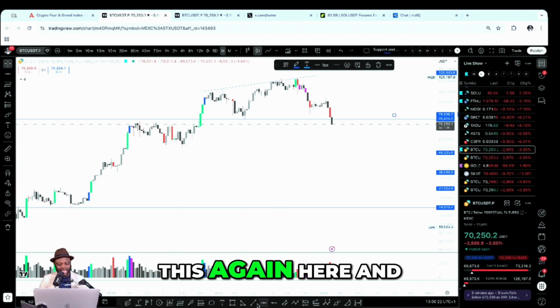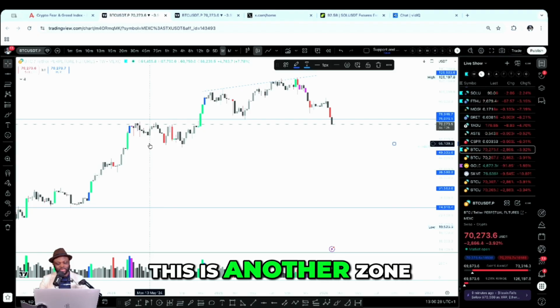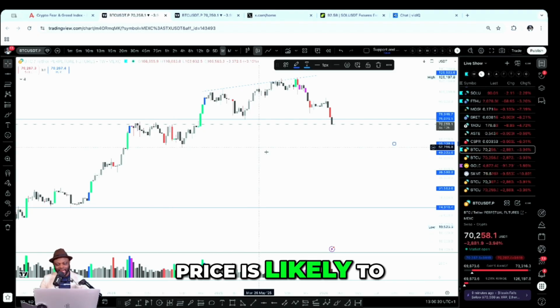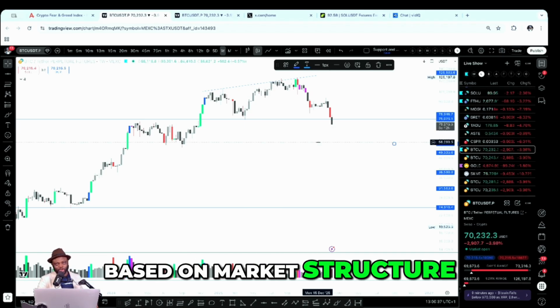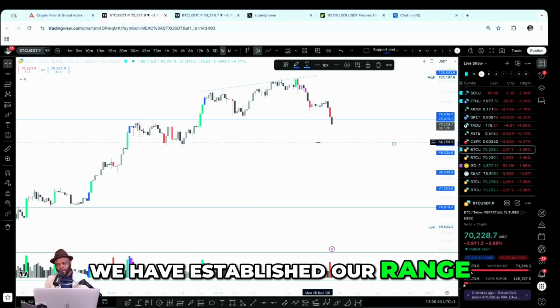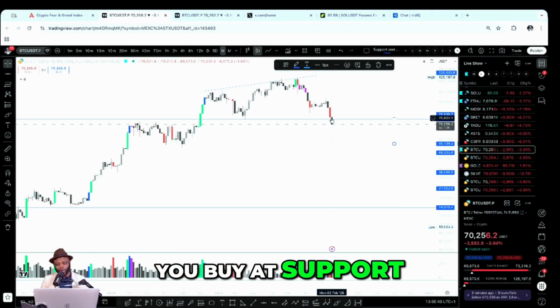So you can mark this again and create a zone here to say, oh, this is another zone that price is likely to go to if price stays in this zone. Based on market structure, we have established our range. This is how you react to price. You don't buy resistance, you buy at support.